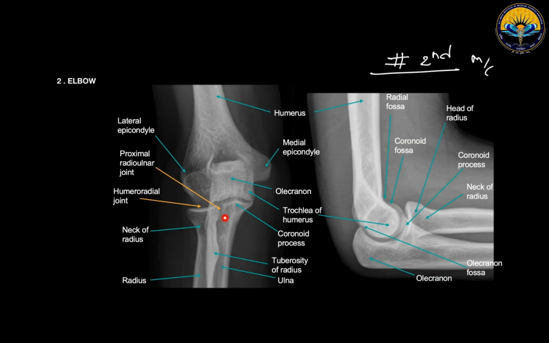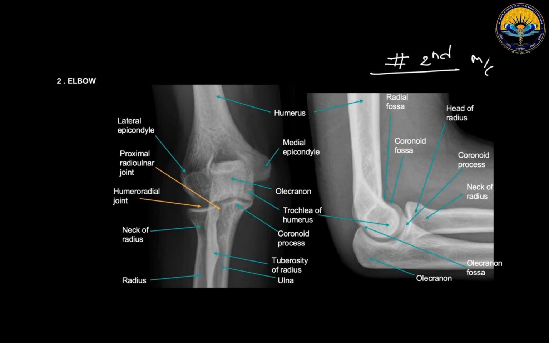Don't confuse here, this one is the radius, while this is the ulnar bone. This is the neck of the radius, right? And look over here in the lateral view, this is the radial fossa. Okay, and this is the neck of the radius here. Now this is about the normal anatomy of the elbow.